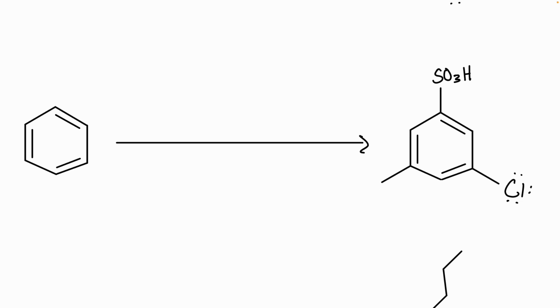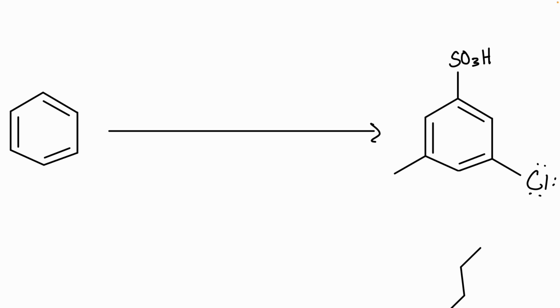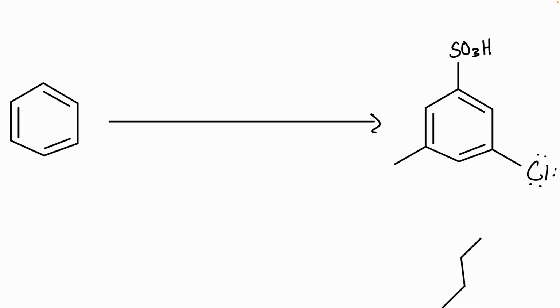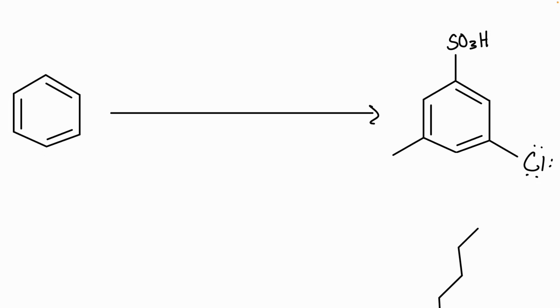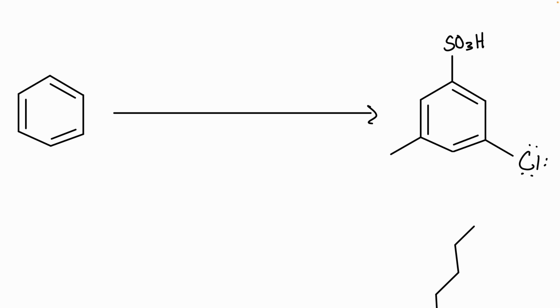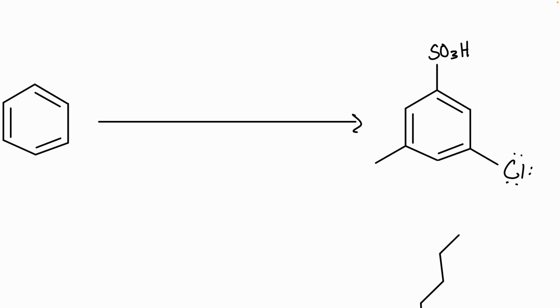Okay, cool. So now we have another one here. And again, we just need to look at these substituents and think of all the different ways that we know how to make these substituents here. All right, so in this case, the sulfonic acid, the only thing we can do is that fuming H2SO4.